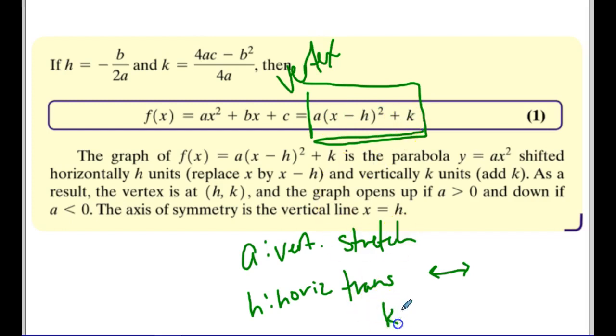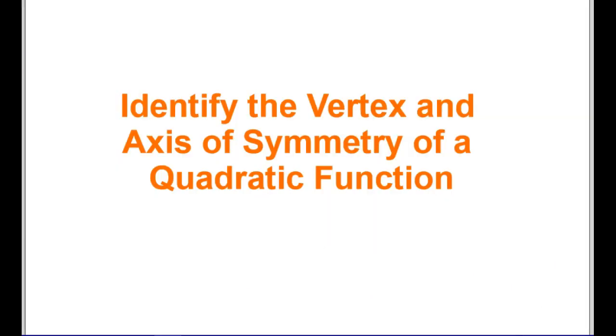And then k is going to be my vertical translation. So that tells me if I go up or down. So we'll look at that too. So this k value out here tells me up or down. Okay, so now we're going to be identifying the vertex and the axis of symmetry of some of these functions.